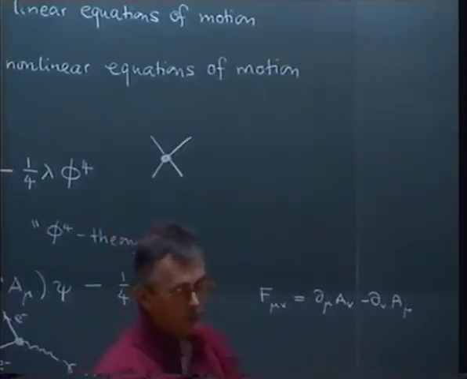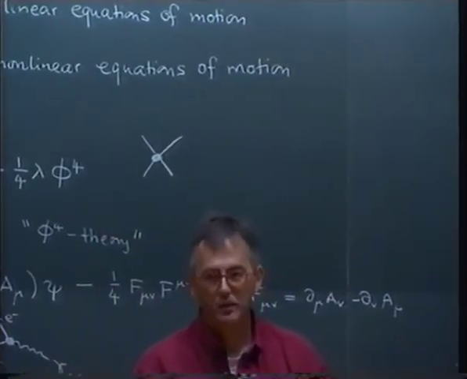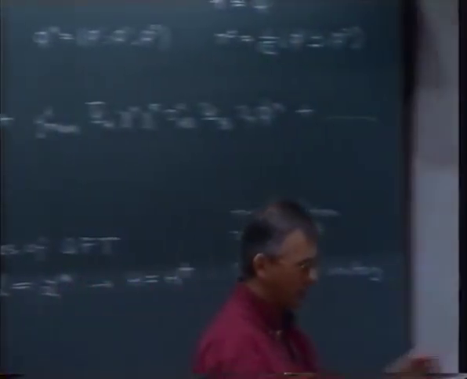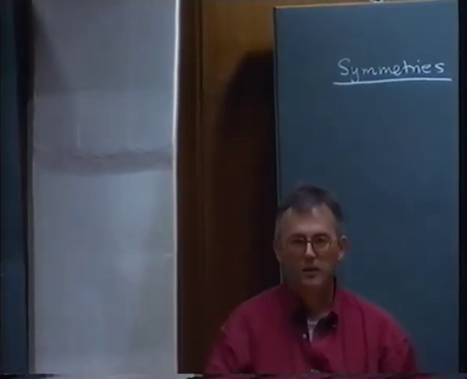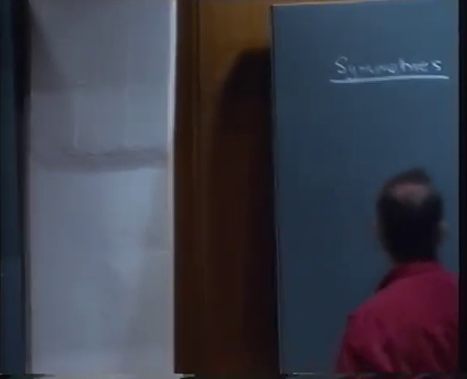A local symmetry, on the other hand, also called a gauge symmetry, is a symmetry which depends on where you are in space-time.